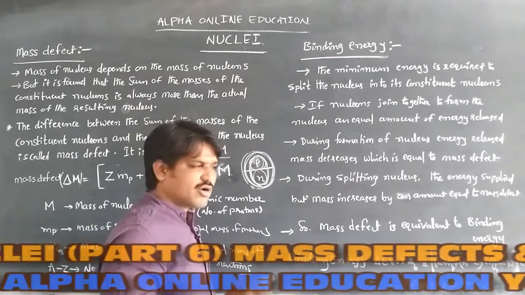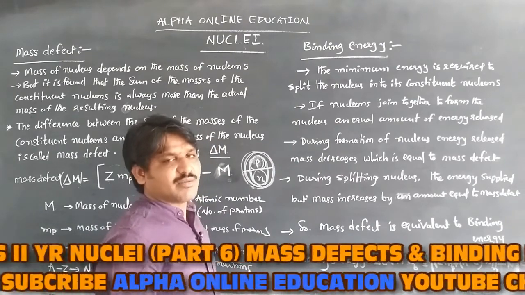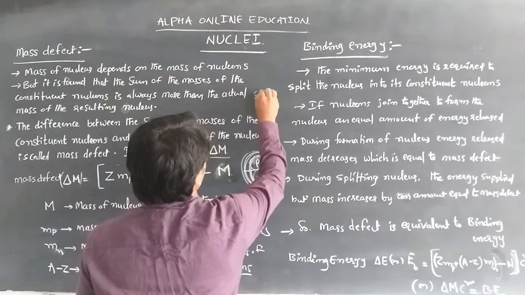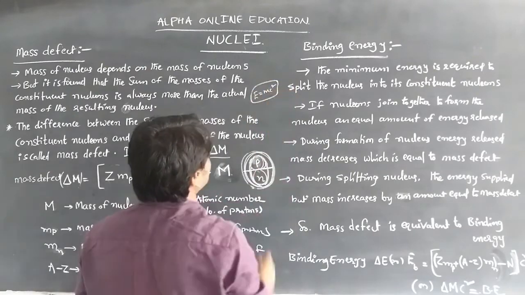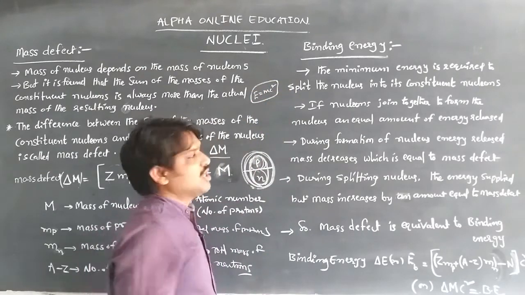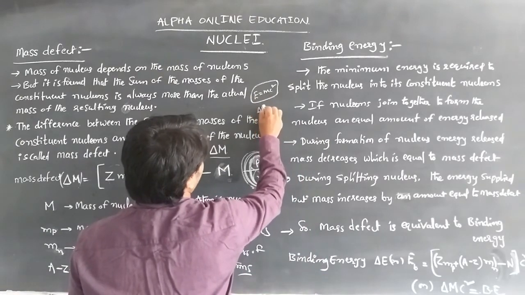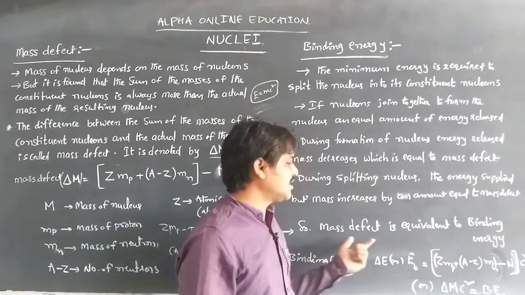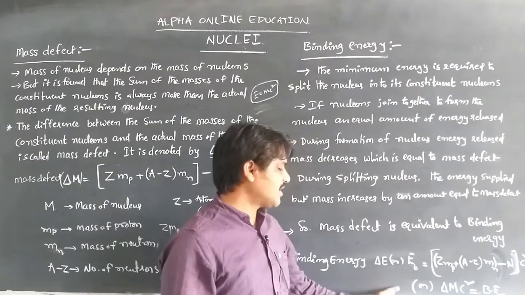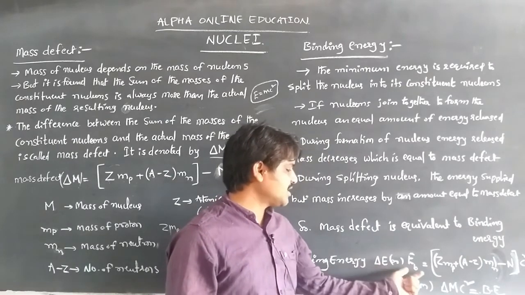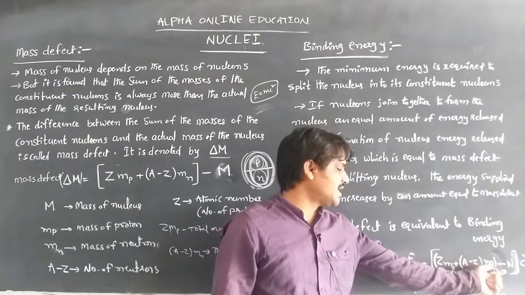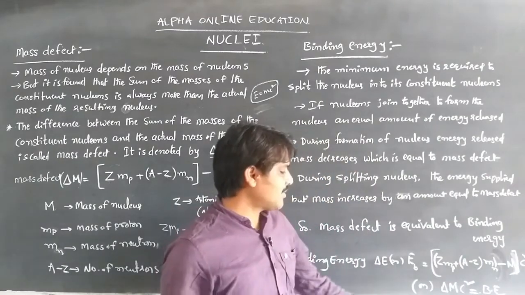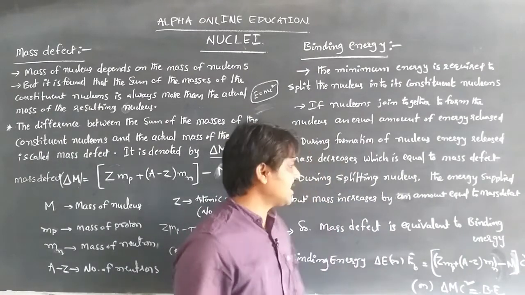and according to the mass-energy equivalence theorem, mass is equivalent to energy, so we have the formula E = mc². From the mass-energy equivalence theorem, the mass defect is equivalent to the binding energy. From the formula we can write ΔE = [Z·Mp + (A − Z)·Mn − M]·c², that is, Δm·c², which is the binding energy.